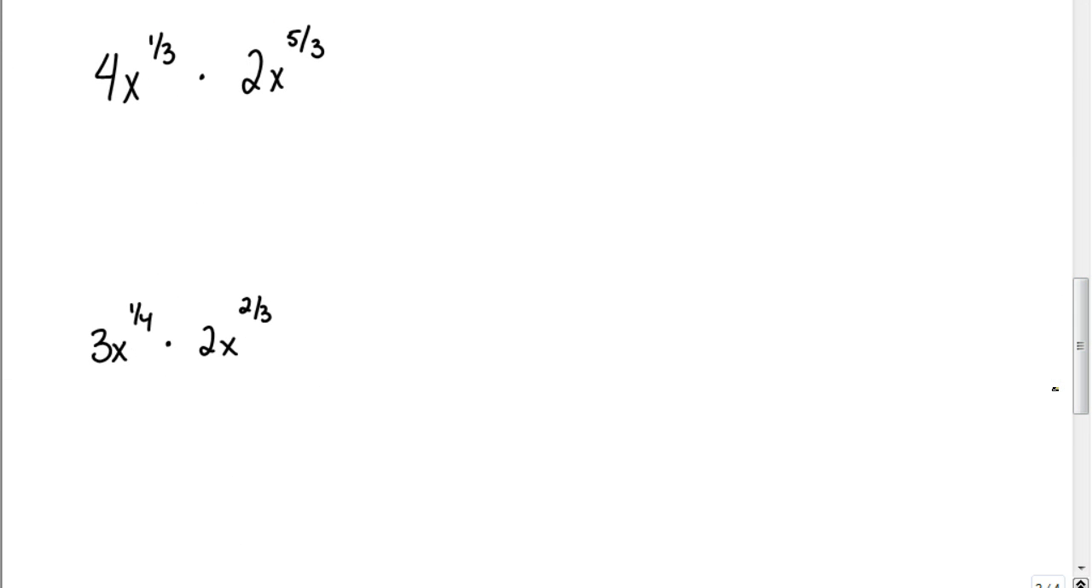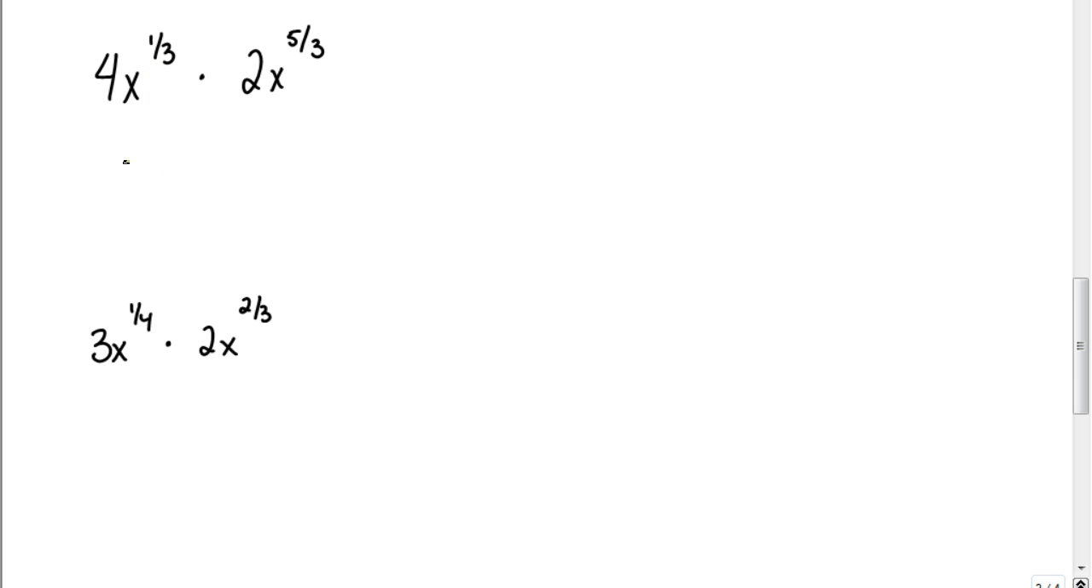We have 4x to the 1/3 power times 2x to the 5/3 power. Now it's important to note that that exponent, the 1/3, only applies to the x. It does not apply to the 4. Now if this had been written where the 4x was in parentheses and the 1/3 exponent was outside the parentheses, then that would mean that it would apply to both the 4 and the x. But that is not the case here.